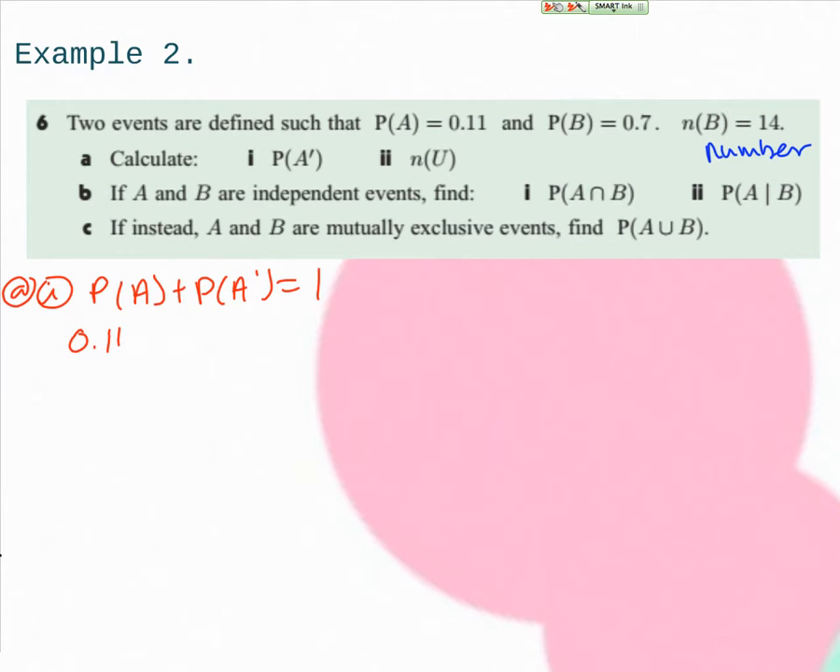So I have 0.11 plus the complement of A equals 1. So when I subtract 0.11 from 1, I've got the complement of A equals 0.89. So if you remember, complementary events add up to 1, you can just do 1 minus. You can make it a lot shorter, but just in case you don't, we've got that formula.